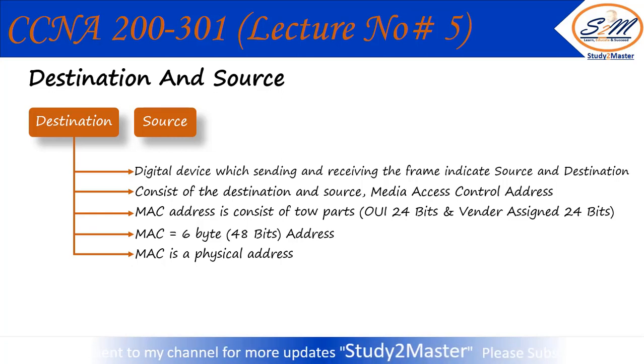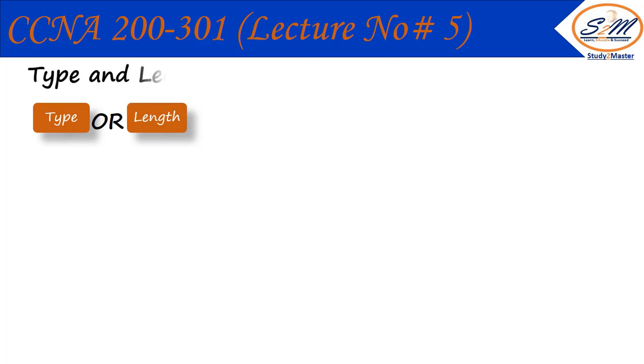It is a physical address. MAC addresses consist of 2 parts. The OUI, Organization Unique Identifier, is 24 bits, and the remaining 24 bits are vendor assigned to each different device. In the world, we cannot find 2 computers with the same address, so each is different. Each computer has a separate and completely different MAC address from other computers. A MAC address is 6 bytes, which is equal to a 48-bit address, and it is a physical address.